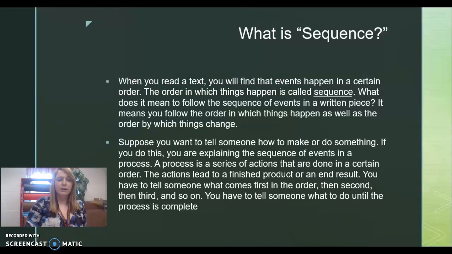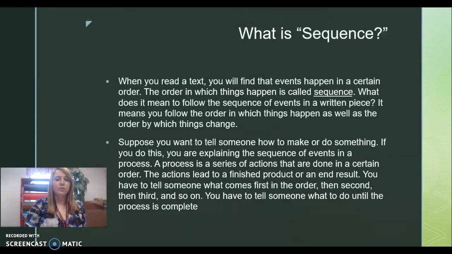So the second bullet talks about if you want to tell someone how to make something or how to do something, you do it in sequence. For example, if you're telling them how to build a birdhouse or how to bake a cake, you're going to do that sequentially or in order or chronologically. So I'm going to use the words sequentially and chronologically interchangeably, but they all go back to in order. The words sequential and chronologically both mean in order.